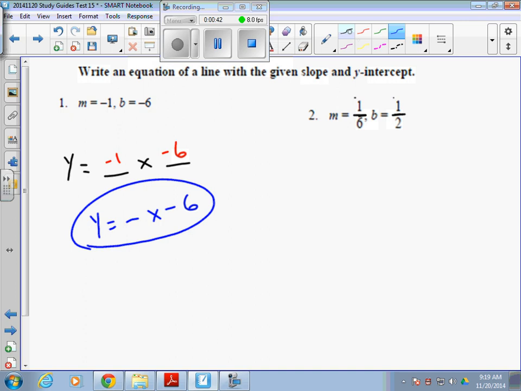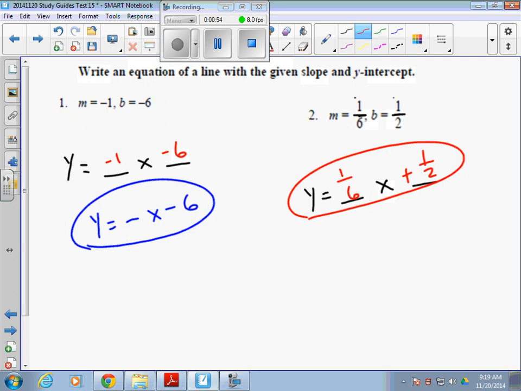Same thing with number 2. y equals mx plus b. Your m value in this case is 1/6 x, plus b is a positive 1/2. mx plus b, just like that: 1/6 x plus 1/2.